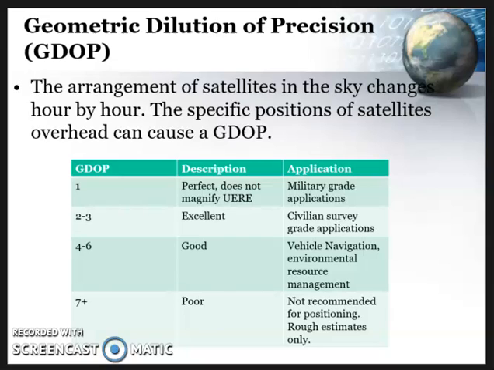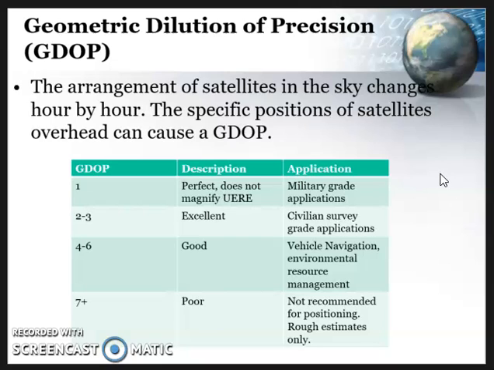One expresses the geometric dilution of precision numerically as a multiplier of user equivalent range errors. So if you only have that one error, it's going to be really precise. Your signal is going to be very clear. So it's perfect, and it does not magnify that user equivalent range error, or UERE. And this is something that is used in military grade applications. And then if you only have 2 to 3, that's still very good. It's excellent, and that's good for civilian survey grade applications.